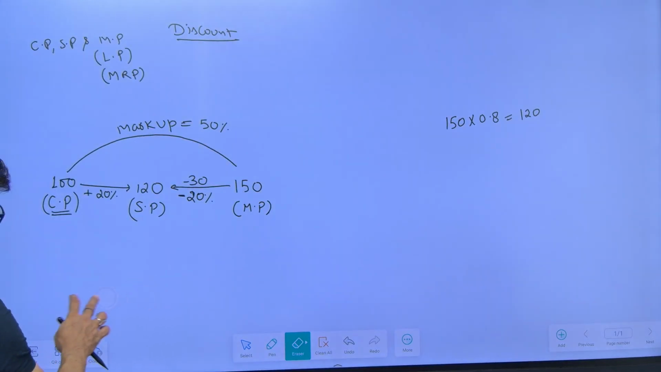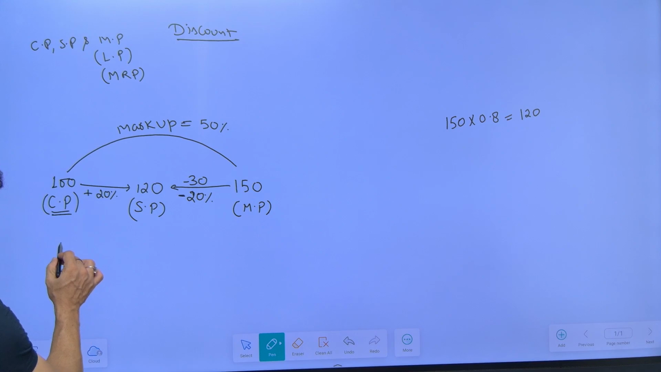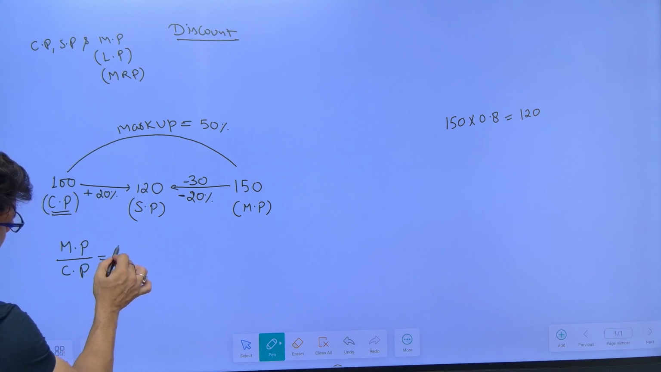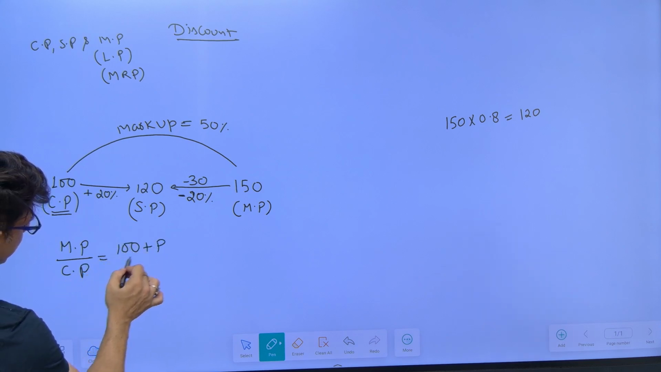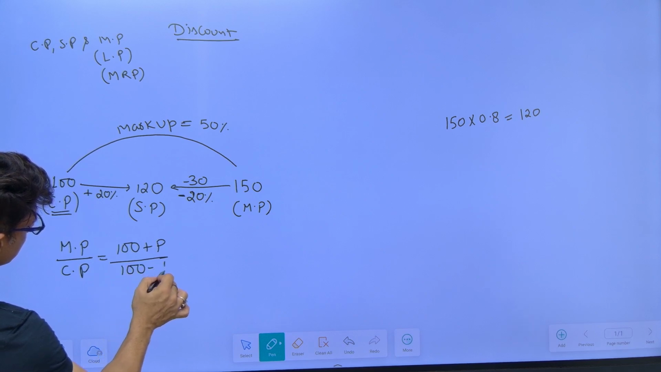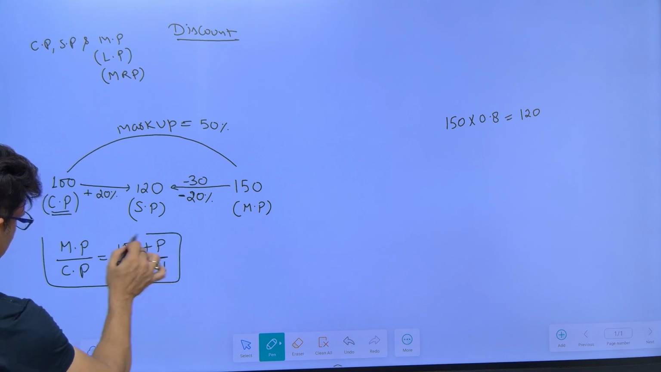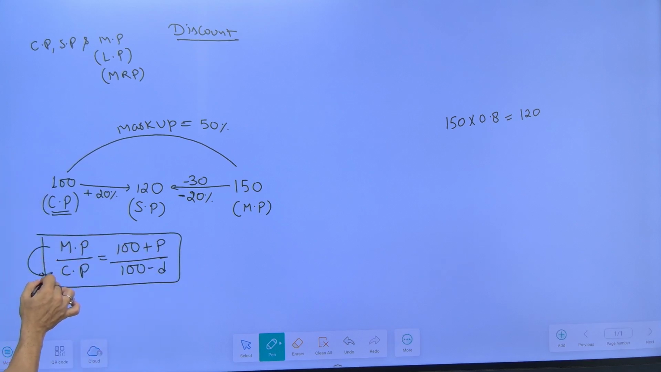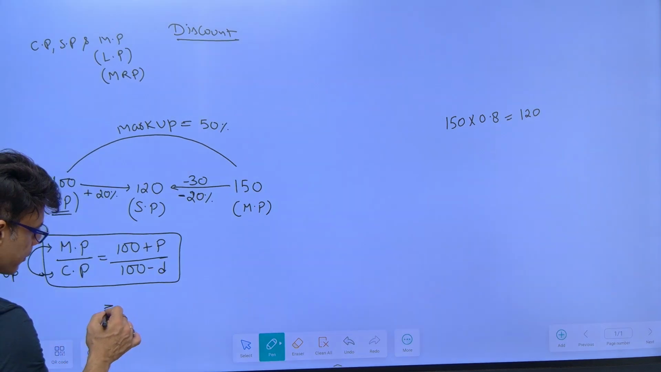Now this relation between mark price and cost price can be written in this fashion: 100 plus P over 100 minus T. This relation between mark price and cost price is called markup. Here the markup is 50%. That means something is going up by 50%, so 1.5 should be the multiplying factor. Let's check whether we get 1.5 or not.